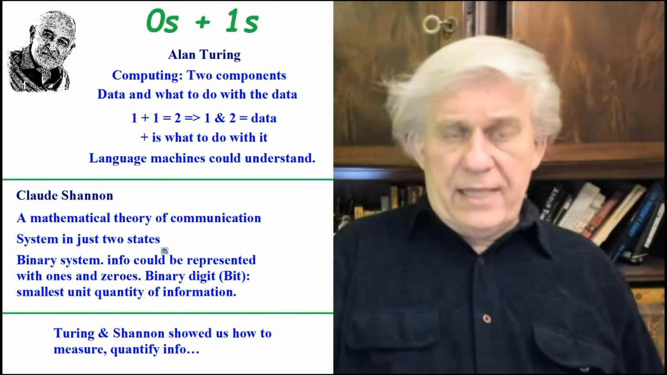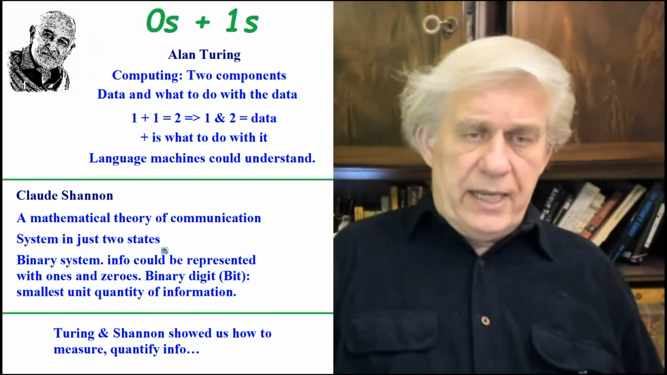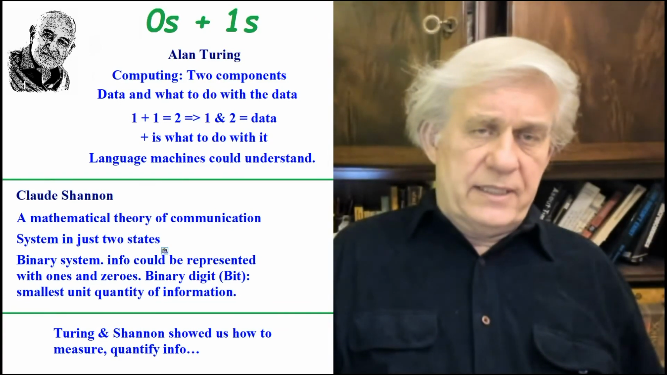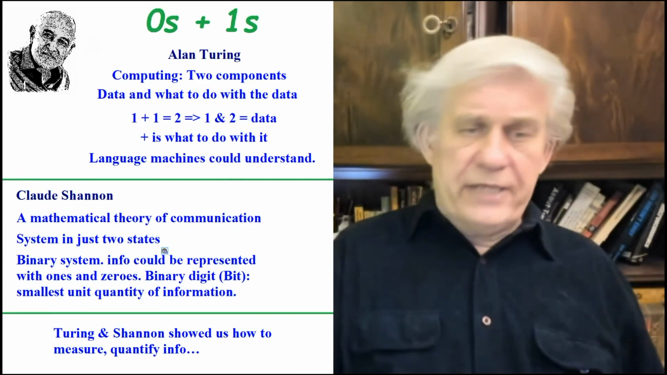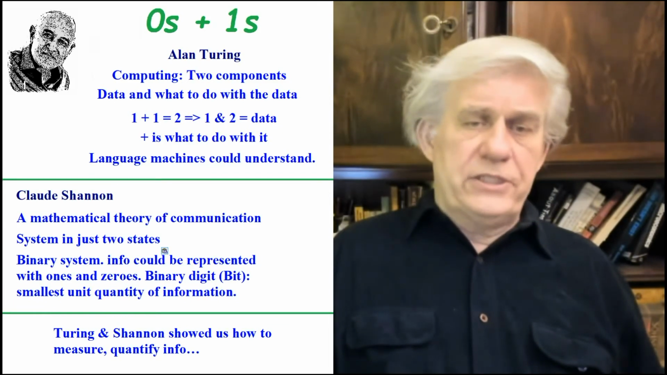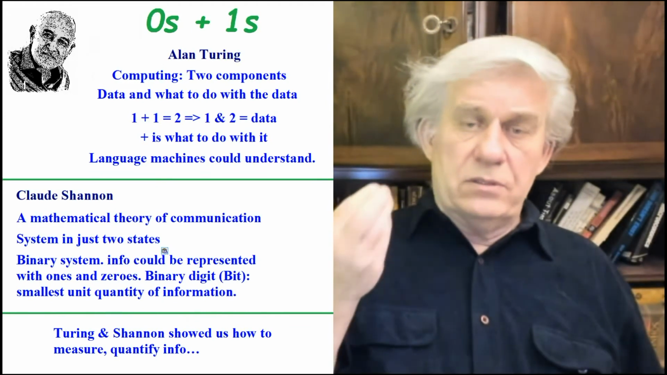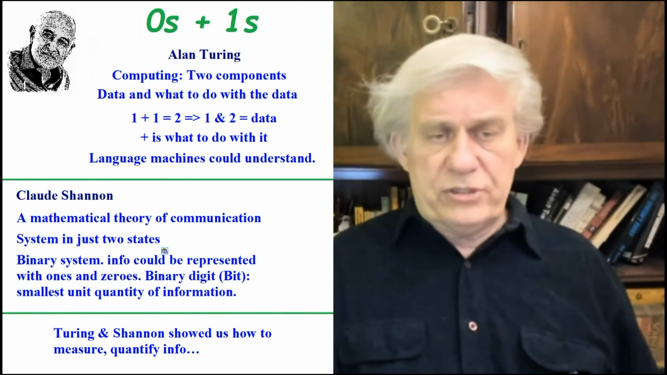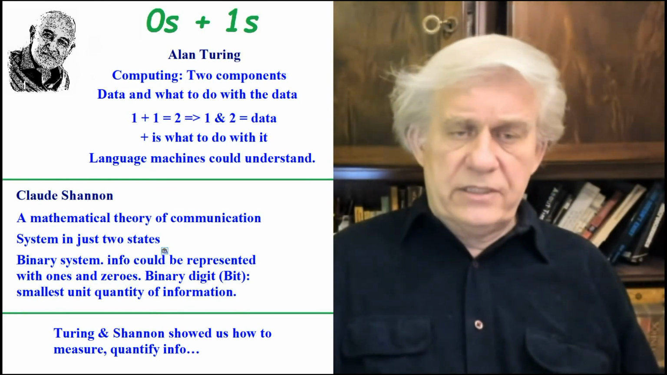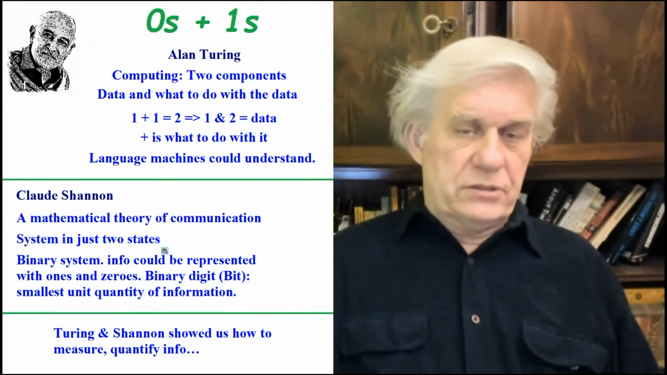And then Claude Shannon came a little later, mathematical theory of communication, and he talked about a system being in two states, not about the first two that Turing talked about. He talked about a binary system. The info could be represented with zeros and ones, known as a binary digit or bit. And that's the smallest unit or the smallest quantity of information. And so Al-Khalili gives credit to Turing and Shannon because they showed us how to measure and quantify information.